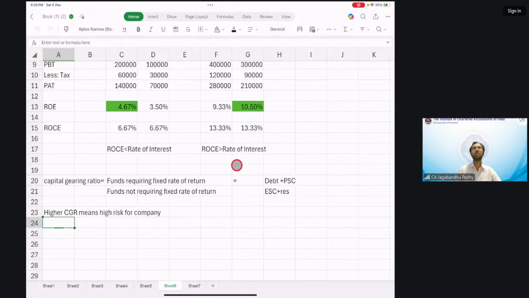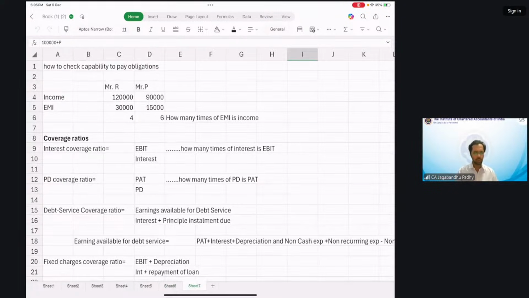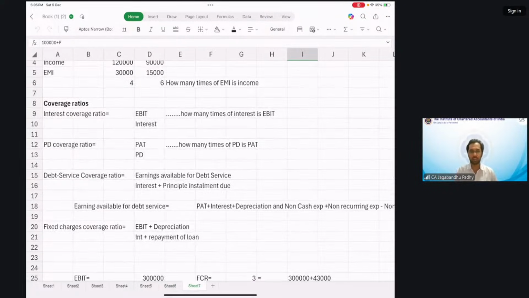debt plus preference share capital upon equity share capital plus reserves. Okay. You also know some of the coverage ratios, like the interest coverage ratio, preference dividend coverage ratio, debt service coverage ratio, and fixed charges coverage ratio.